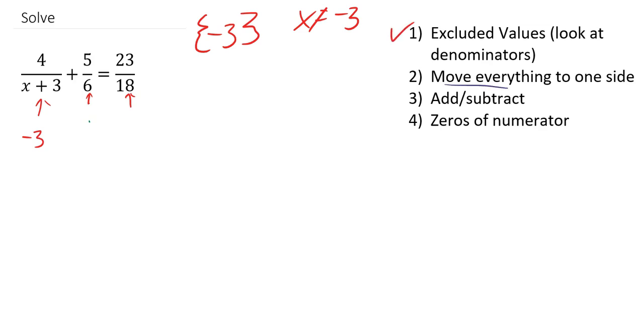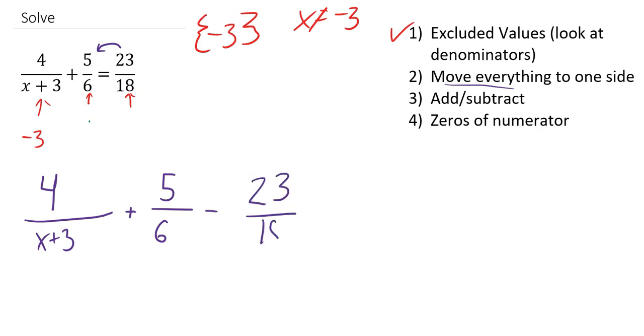Step 2, I move everything to one side. So maybe I'll move everything to the left side. So 4 over x plus 3, that's already on the left side, that could stay. Plus 5 over 6, that's fine. But then I take that 23 over 18 and I move it to the left side by subtracting. Moved everything to one side.